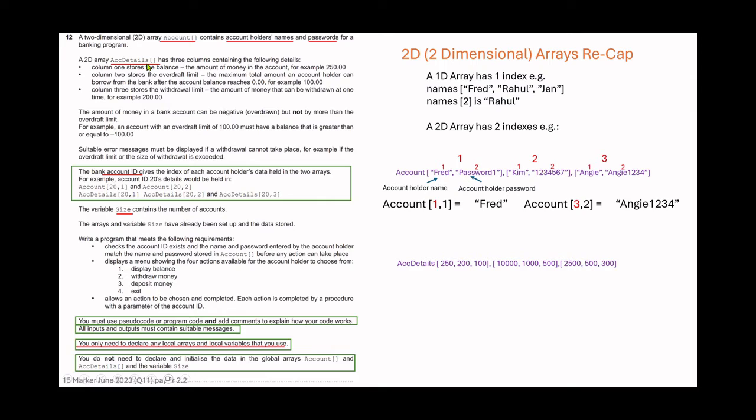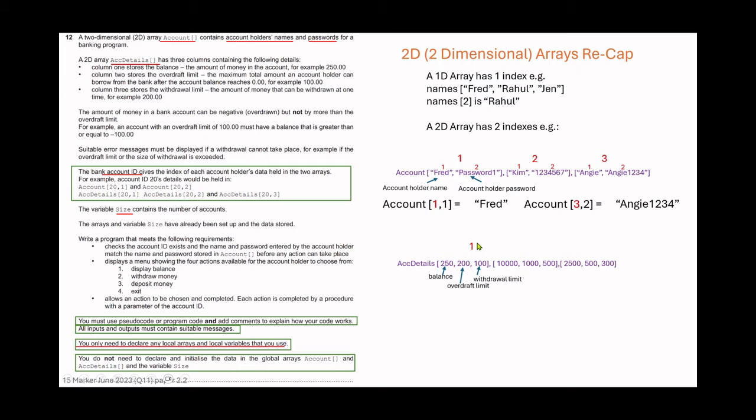Then we have the account details array, which is also a 2D array. But this time the subarrays have 3 columns. The first one stores the balance, the second one stores the overdraft limit, and the third one stores the withdrawal limit. So we've got balance, overdraft limit, withdrawal limit, and that's the same for the next subarray and the next subarray.